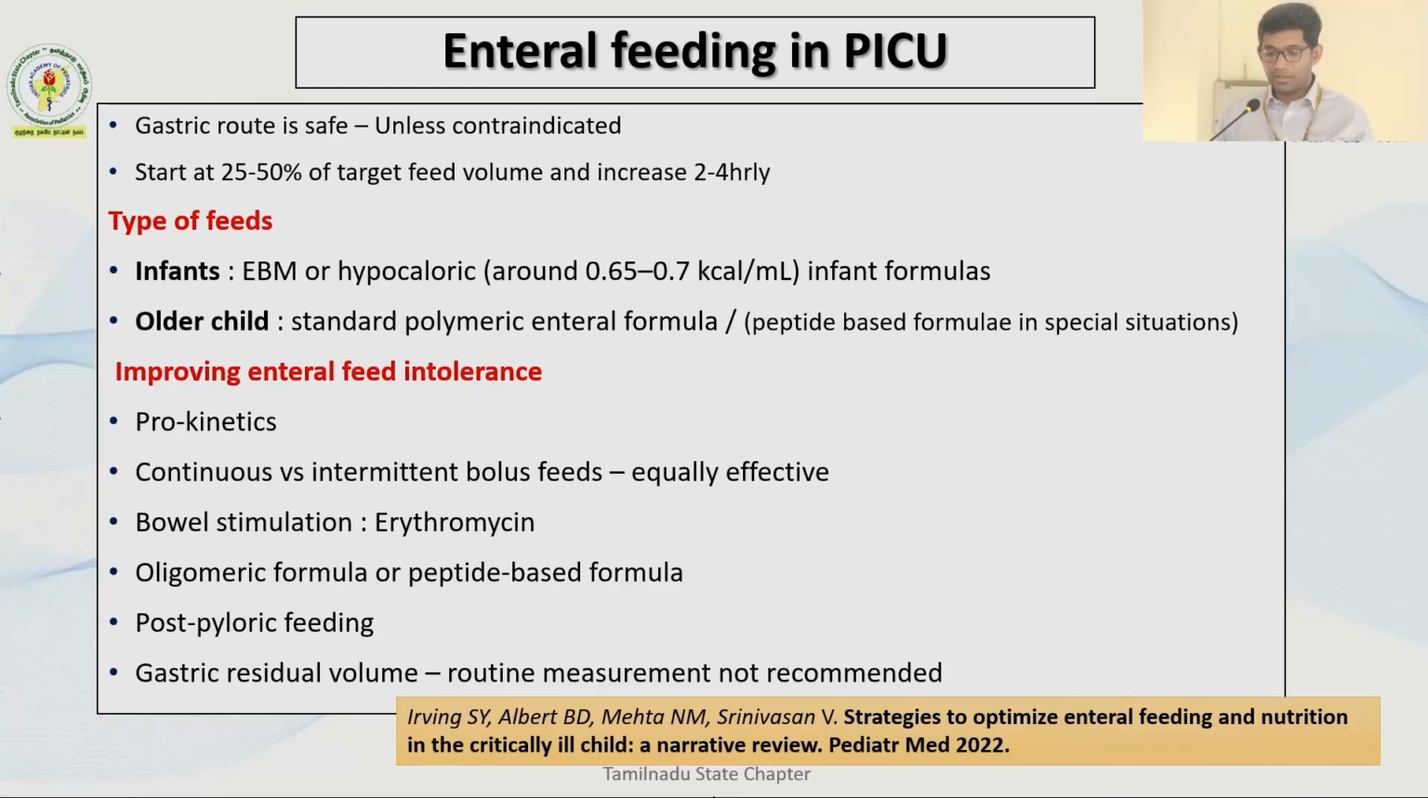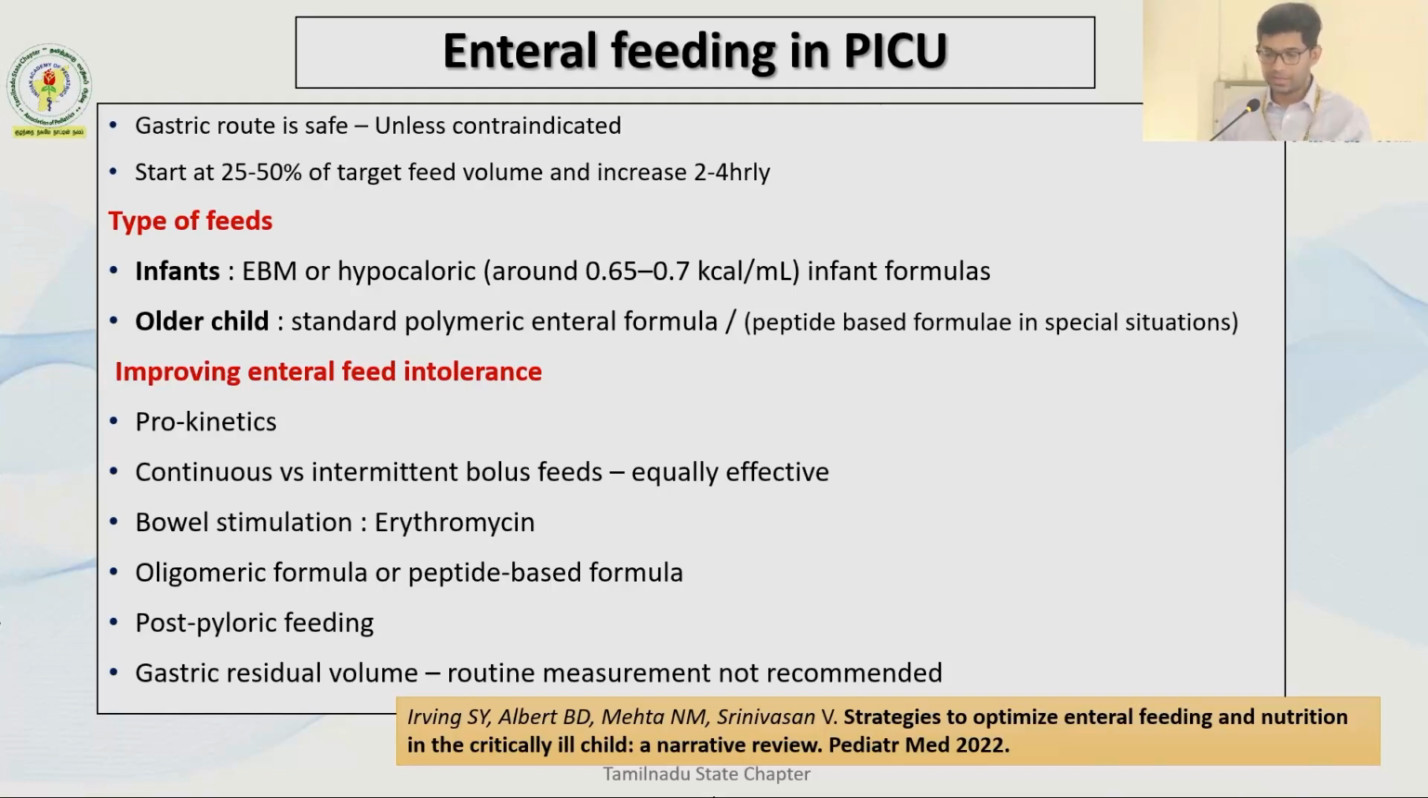If there is intolerance, there are multiple practices which do not have any level of evidence at all, but they are still standard practices across ICUs. Prokinetics, use of erythromycin, intermittent or continuous feeds, both have been found to be equally effective. Use of hydrolyzed formula. Measuring gastric residual volume nowadays is not recommended routinely because it acts as a hindrance in progressing enteral feeds. There is no fixed volume beyond which you should label it as feed intolerance, so better not to measure it nowadays.